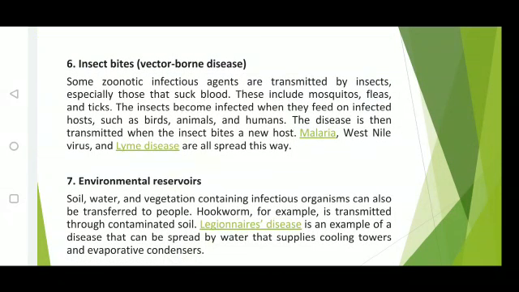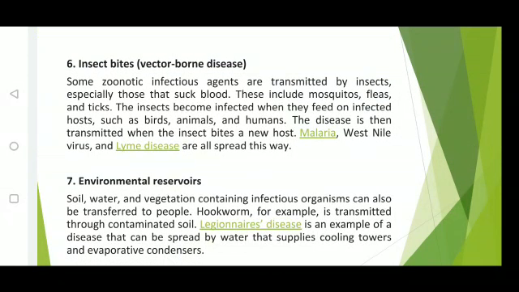Here it is written that some zoonotic infectious agents are transmitted by insects, especially those that suck blood. These include mosquitoes, fleas and ticks. The insects become infected when they feed on infected hosts such as birds, animals and humans. The disease is then transmitted when the insect bites a new host. Examples are malaria, West Nile virus and Lyme disease.